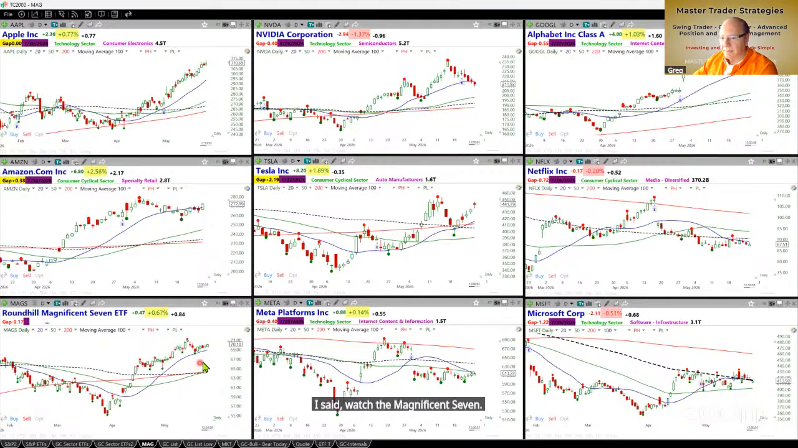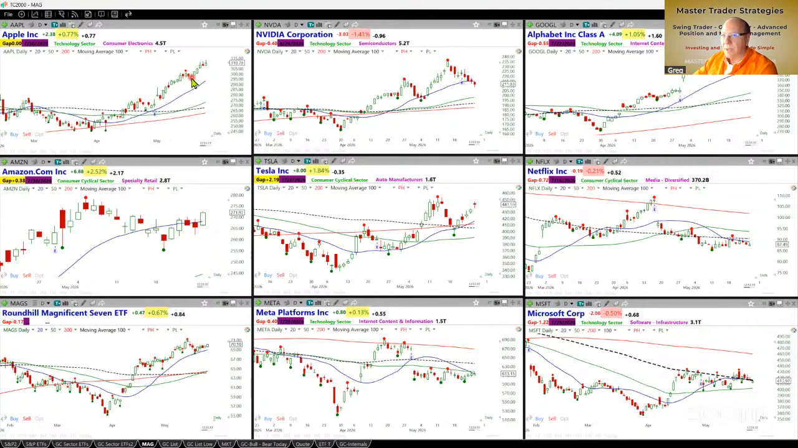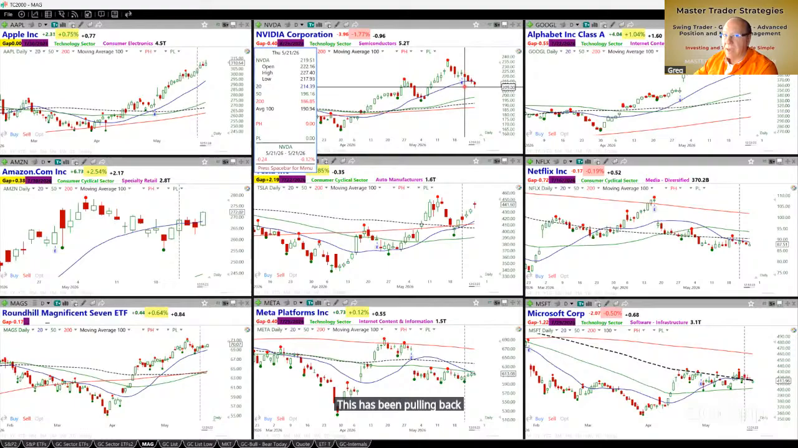Well, maybe these will begin to participate. I really don't see much evidence of that yet, but there's some. Look at Amazon. Today looks pretty good. Apple has been doing the best and moving up. This has been pulling back to an area where buyers should step up here pretty soon.